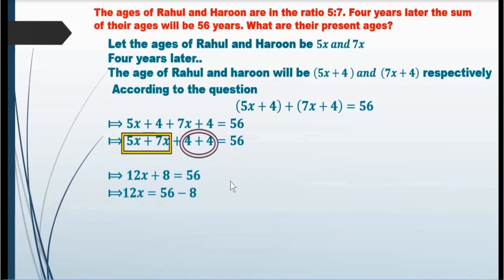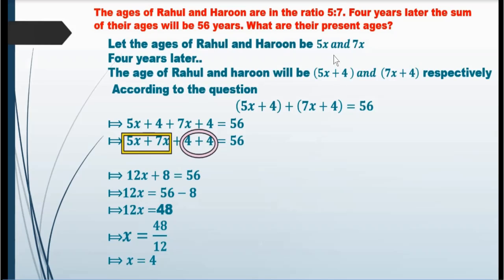Now we will transpose 8 to the RHS. 56 minus 8 will be 48 and in LHS 12x will remain. Now transpose 12 to the RHS and it will move to the denominator. X is equal to 48 upon 12. 12 4s are 48. So the first number will be 5 into 4, 20. And the second number will be 7 into 4, 28.